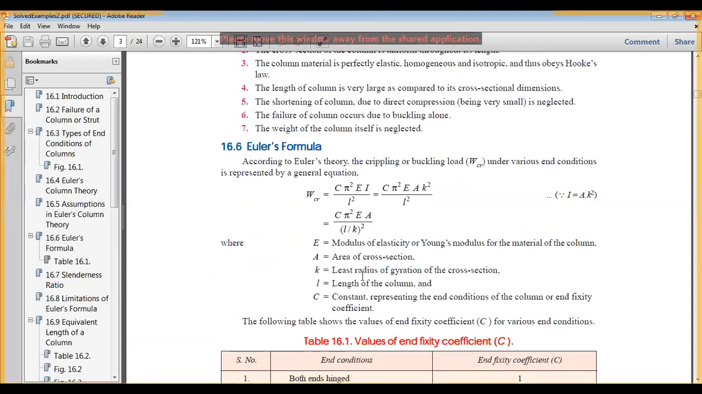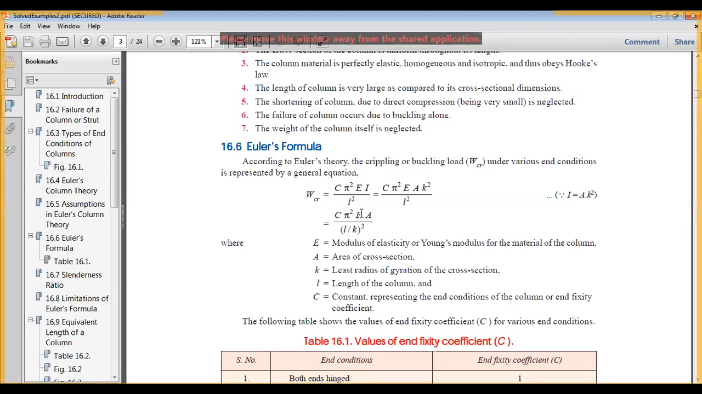So this is basically the ratio between length and minimum radius of gyration of the cross section. L by K is known as slenderness ratio. We'll find at a later stage the slenderness ratio, and right now we'll be coming to the problems, solved examples, how the buckling load or crippling load is found in a column.